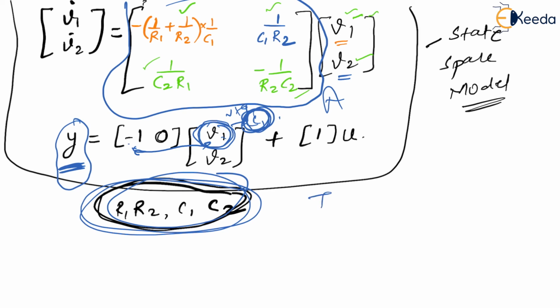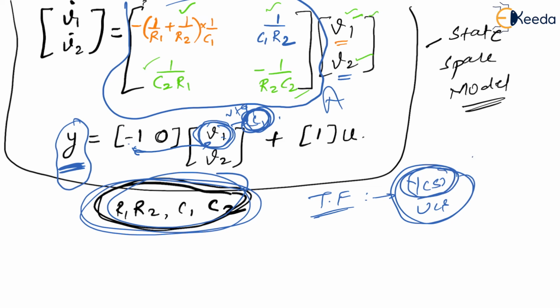Just imagine if we had only this transfer function approach, what would we have understood? We would have only got this Y(s) upon U(s), that's it. We would have never understood that this Y(s) is also dependent on capacitor voltage v1. But now with this state space model we have understood that our output y(t) is dependent on voltage v1, which is nothing but the voltage across capacitor C1.